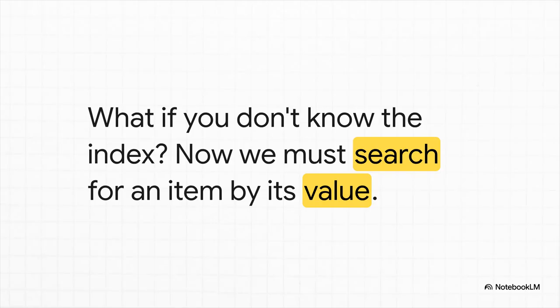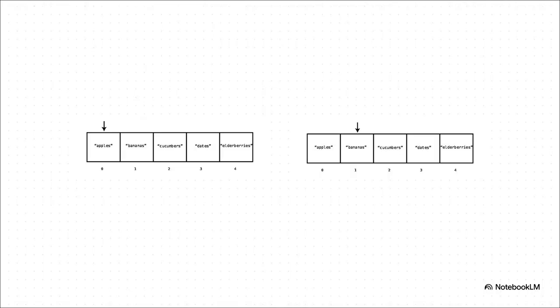Okay, but what if you don't know the index? What if you just know the value you're looking for? Like, you need to find dates in our shopping list. Well, now we're playing a whole different ballgame. Without an index, the computer has to go one by one by one. This is called a linear search.